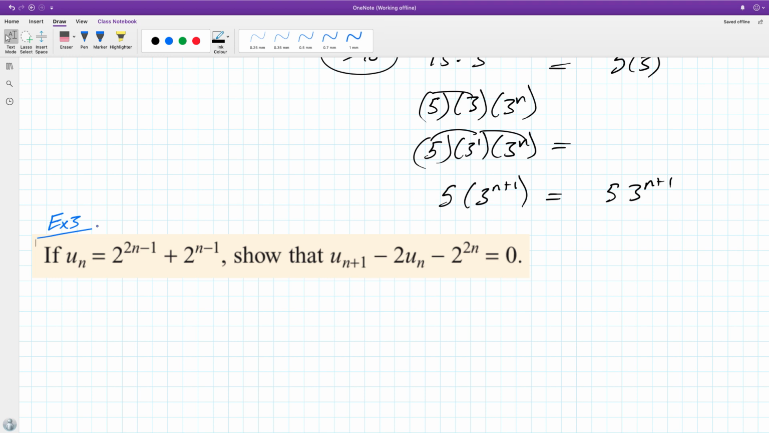u(n) is equal to 2 to the power 2n minus 1 plus 2 to the power n minus 1. Show that u(n+1) minus 2 to the power of u(n) minus 2 to the power 2n is equal to 0. Yeah, what do I need? I need that. I need a u(n+1), and I need a u(n), which I have. Alright, so we're going to go in first one, figure out what u(n+1) is. We're going to figure out u(n+1).